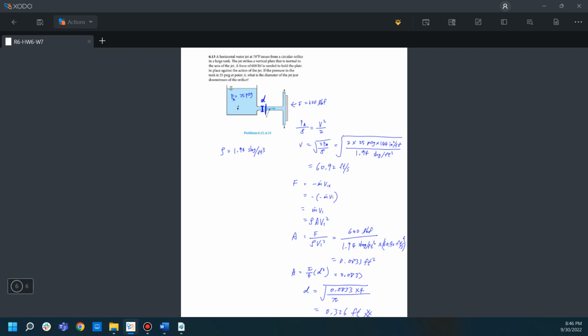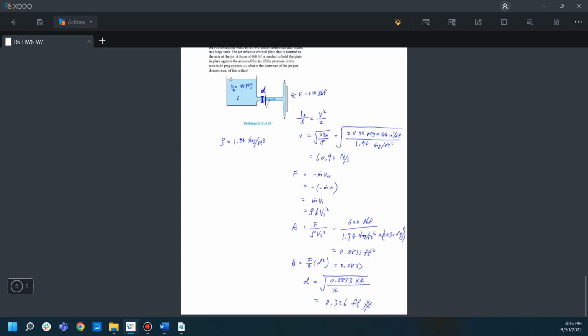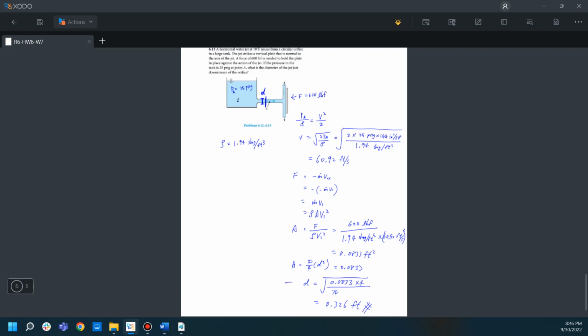Okay, so basically follow the same logic: apply the Bernoulli equation to solve for the v, and then apply the momentum equation to solve for the force. Then you can get the diameter you need for this water jet in order to hold this plate in balance.